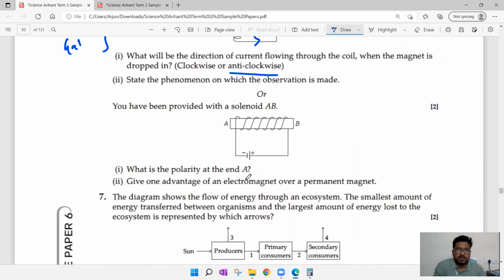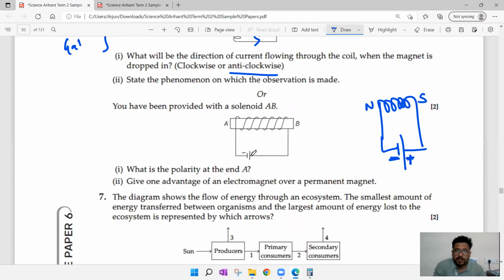There is an internal choice question. You have been provided with a solenoid AB. What is the polarity at end A? You see, it is like this. Whenever a battery is connected to a solenoid, as many times we have discussed and as you can observe in the textbook, the end near the negative terminal will get north pole, and near the positive terminal will get south pole.